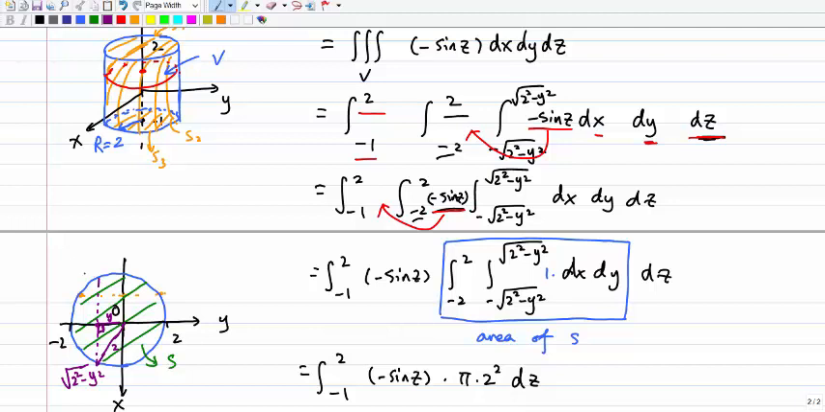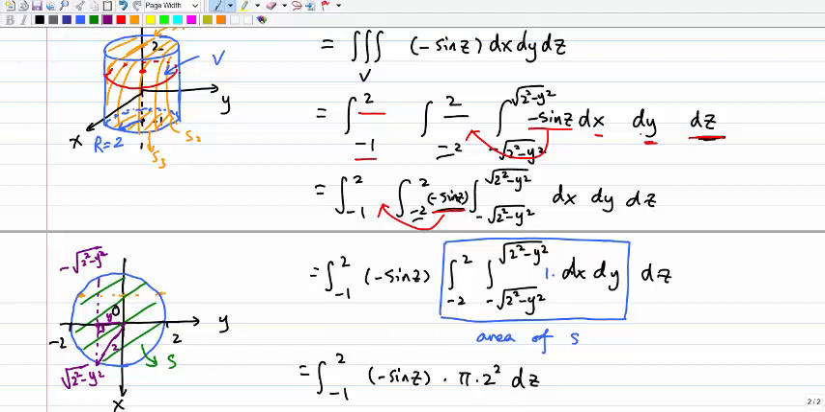The lower bound will be directly the negative square root of 2 squared minus y squared. That's why I have here negative square root of 2 squared minus y squared, and positive square root of 2 squared minus y squared over here. So here we figured out the lower bound and upper bound for x, y, and z. Okay. Now we just have to compute the integrations.